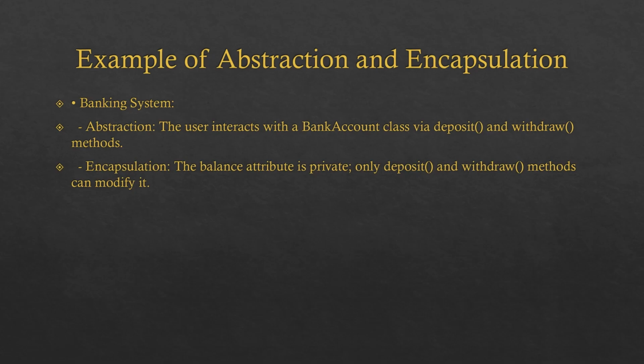Consider a banking system. A user interacts with a bank account class through methods like deposit and withdraw, which represent abstraction. Meanwhile, the account balance is a private attribute that can only be modified through these methods, representing encapsulation.